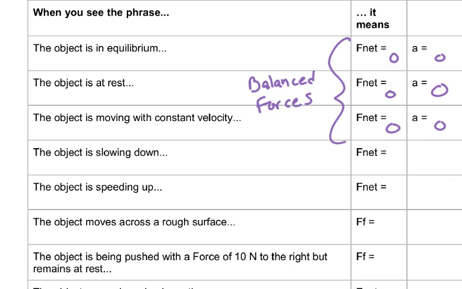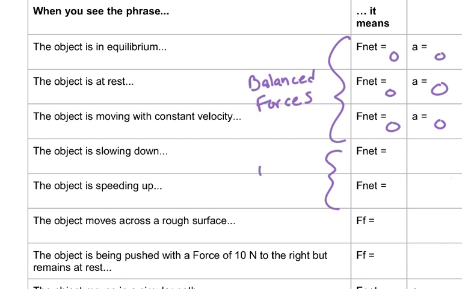The object slowing down is where we get into unbalanced forces. So this is where you're going to be looking at your net force being mass times acceleration. So we're going to use the second law. And remember, if you have a positive velocity, in order to slow down, you have to have a negative acceleration. If you have a negative velocity, then you have to have a positive acceleration. They have to have opposite signs for the object to slow down. And remember, negative is just the direction.